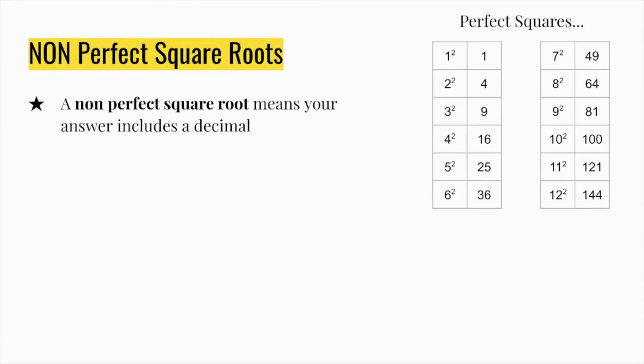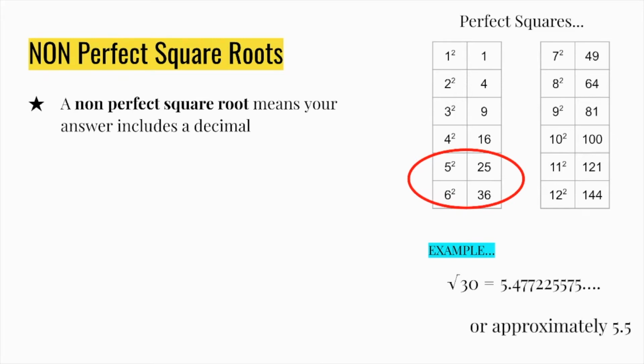Now, sometimes, unfortunately, you won't have perfect square roots, which means your answer is going to include a decimal. So for example, the square root of 30. Now 30 falls somewhere between 25 and 36. So that tells me when I take the square root, my answer is going to be somewhere between 5 and 6, which is actually about right in the middle, about 5.5.